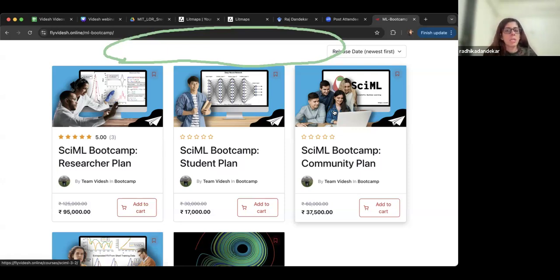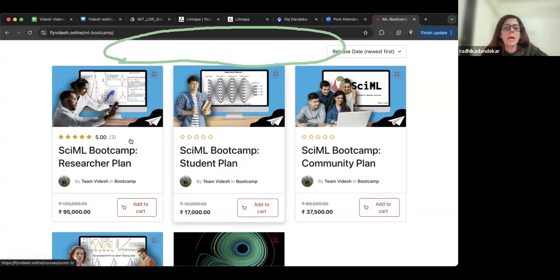The second plan is the community plan. This is one step above the student plan, in a way that you also get access to a community of people. We also onboard you to a Discord channel of other participants, so that you can discuss amongst yourselves. And we will also guide you personally through the community plan. If you have any doubts when you're going through those lectures, you can get in touch with us and we will provide you personalized guidance.